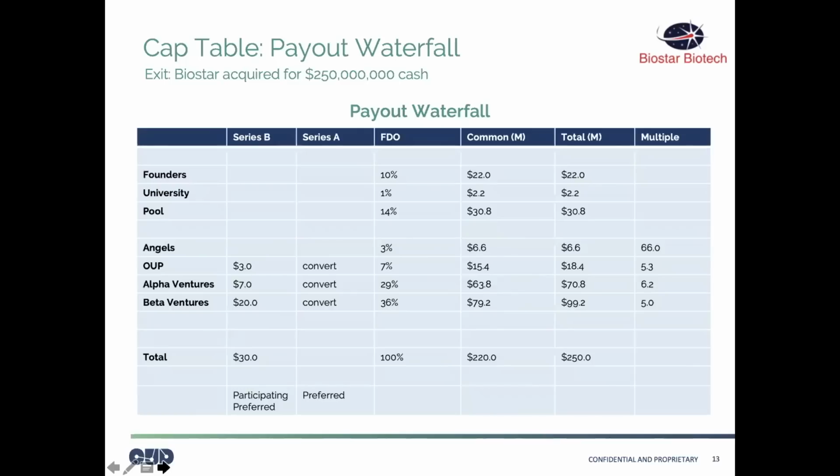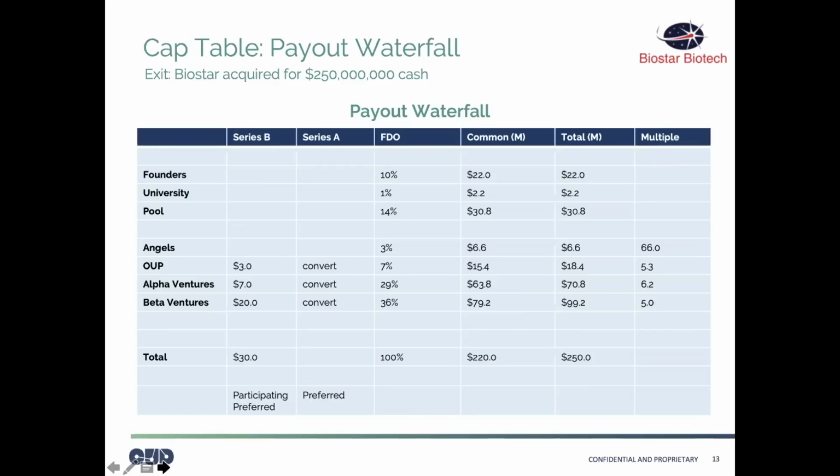Remember, we start with the most recent series or most senior and work backwards. So Series B was 30 million. You can see OUP invested 3, Alpha invested 7, Beta put in 20. So they get that back. That's this participating preferred. So in any scenario, as long as there's any money available, it's divided up first to the Series B investors up to these amounts. So 30 million goes to the Series B. Out of 250, that leaves 220 million to distribute.